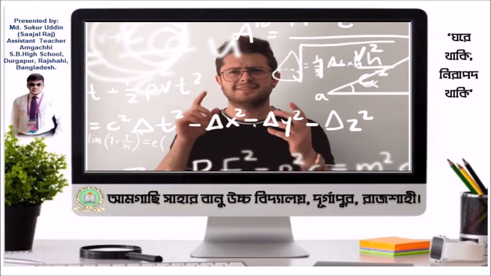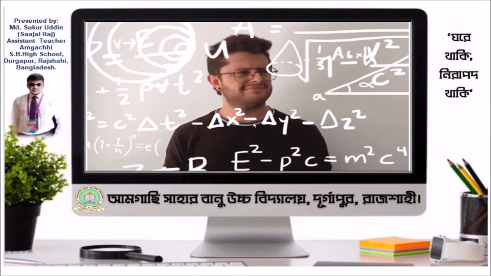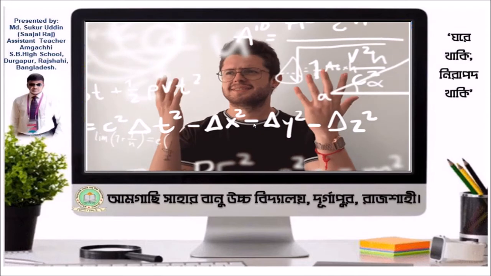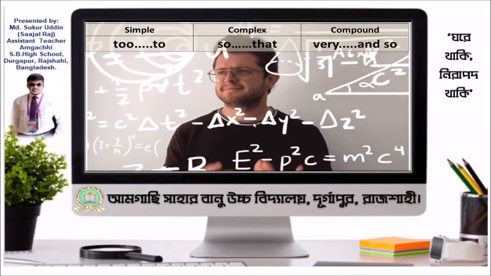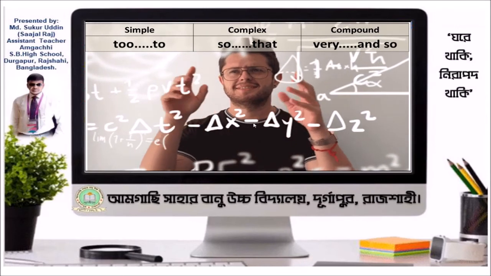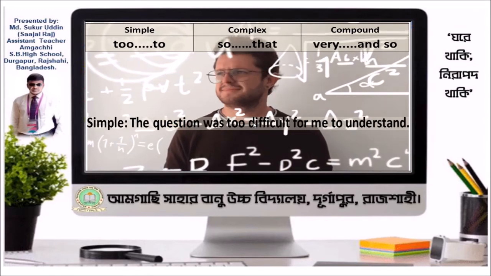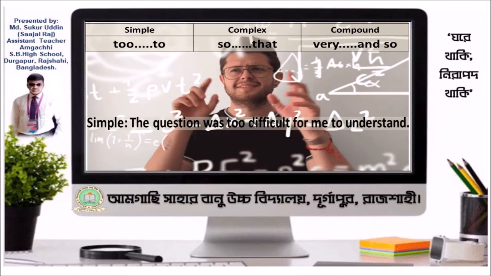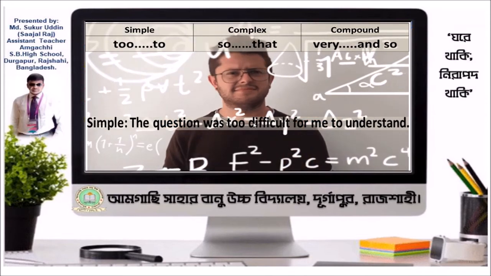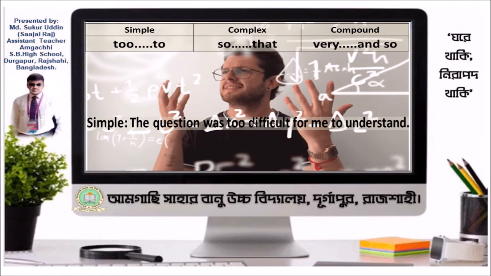Look at this, what is this and what is the man doing? I think you understand. He is suffering from a problem. Okay. So you have also "too ... to" and "so ... that" and the compound will be "very ... and so". Okay. So let's see the first simple sentence: The question was too difficult for me to understand. Try to understand, both subjects are not the same. Okay, the question and for me. So the two subjects are not the same.